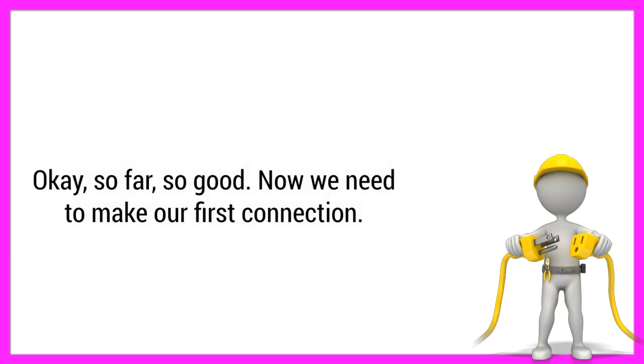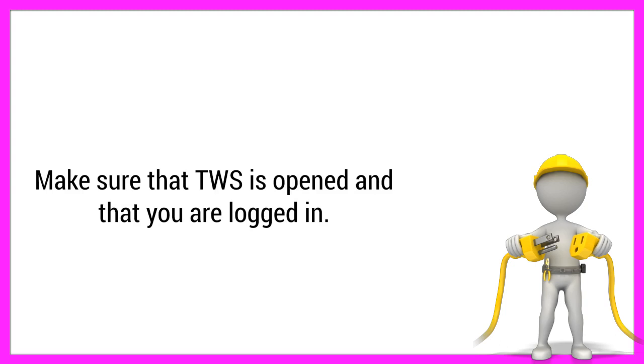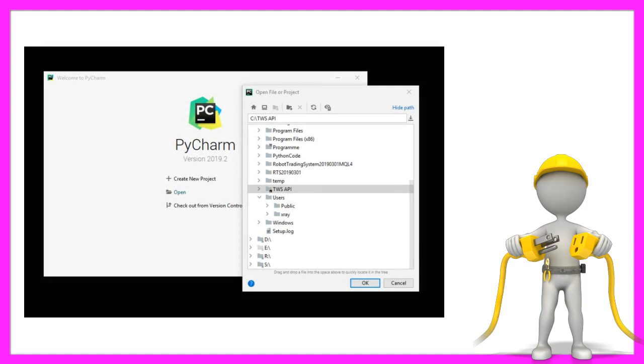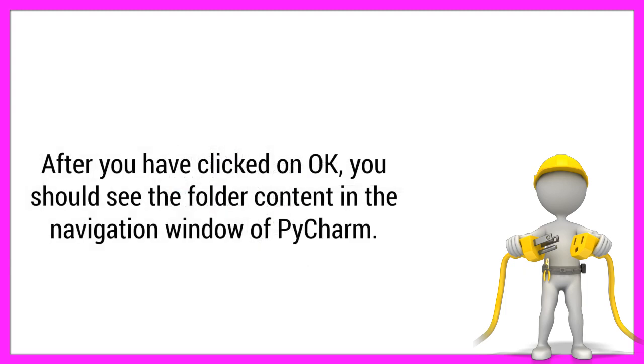Now we need to make our first connection. Make sure that TWS is opened and that you are logged in. Make sure that you have already installed the TWS API. Open PyCharm. Now click on Open and navigate to C:/TWS API. After you have clicked on OK, you should see the folder content in the navigation window of PyCharm.